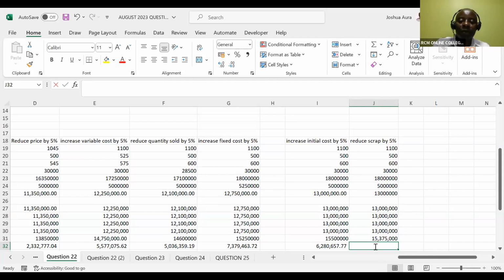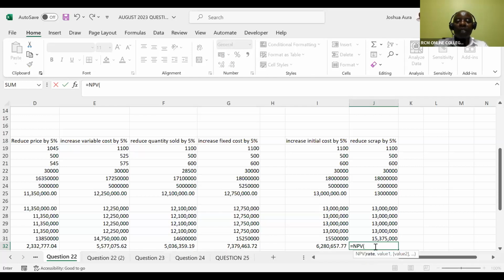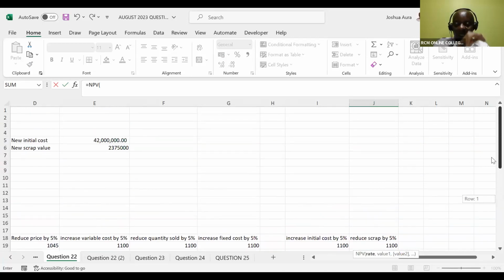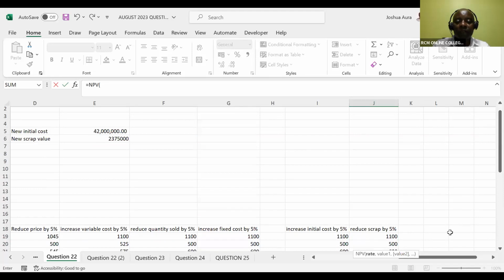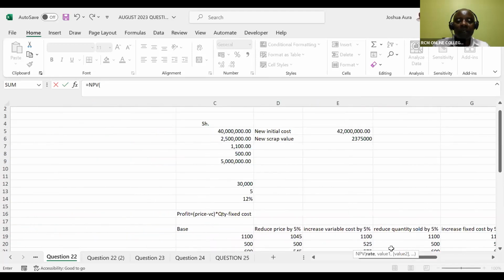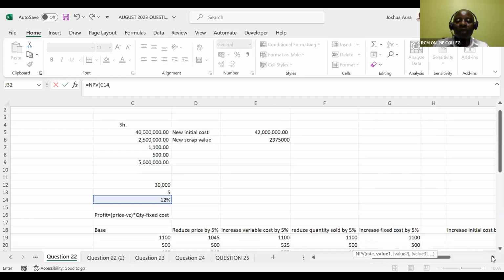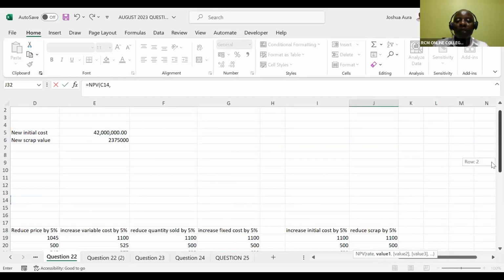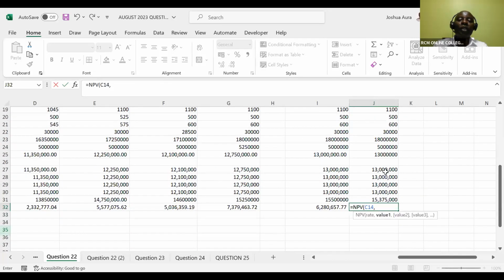So when I come here, I'll say equals. It's NPV that I need. Then I pick this NPV. I say the rate. Where is the rate? The rate is here, the 12%, remember. Then comma. Then they want me to come and pick all the cash flows. We pick them here up to this one. You close. And then when I say minus initial outlay, which outlay am I going to subtract?